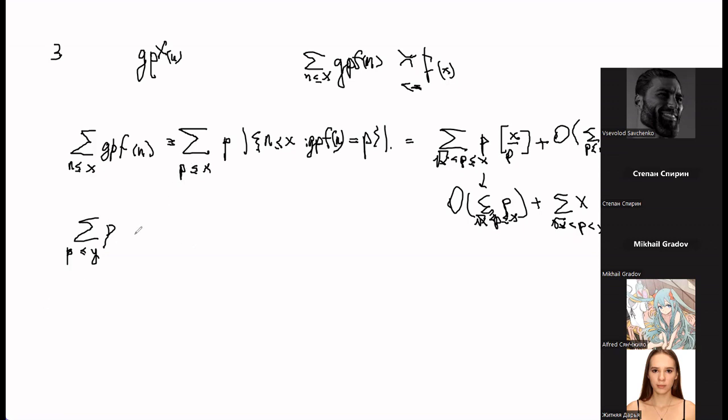Yes, it's less than y multiplied by pi of y. Yes, if we change each prime to y, and this is y squared divided by a logarithm of y. And I want to say that we can give the same lower bound.